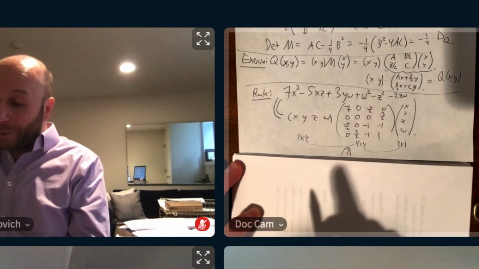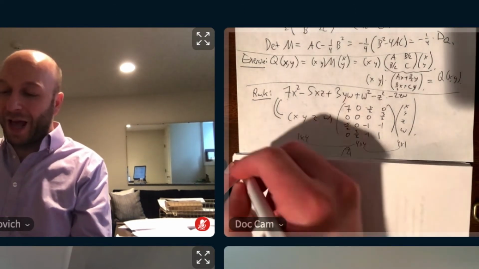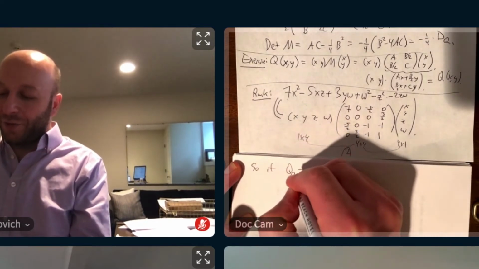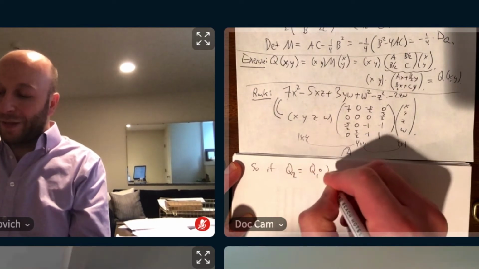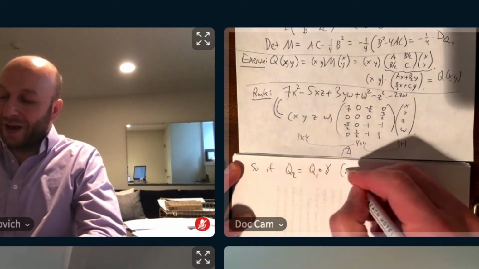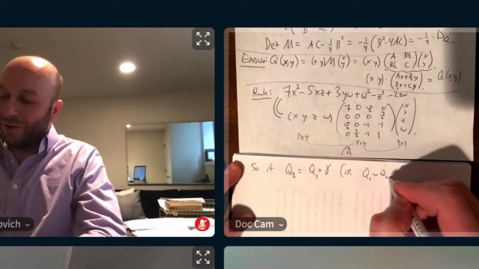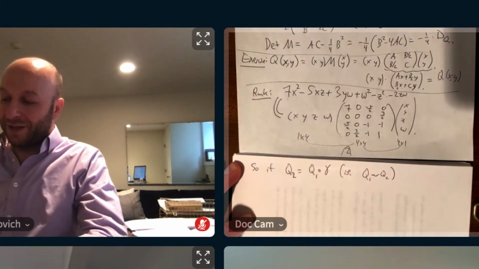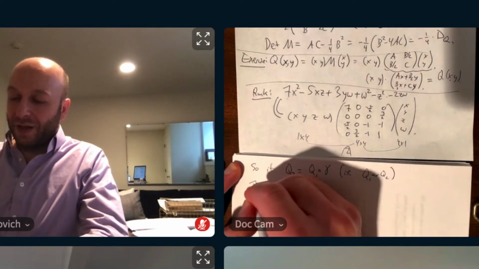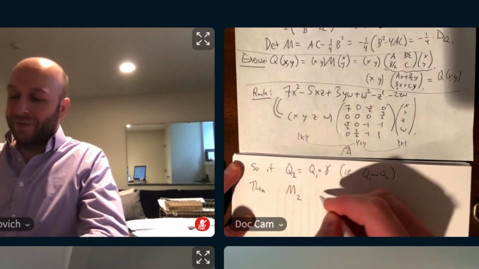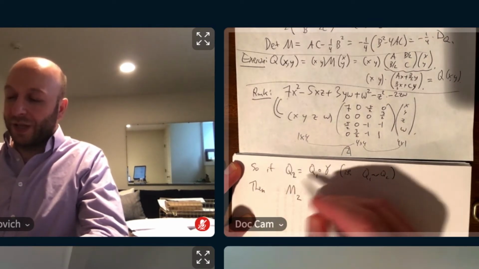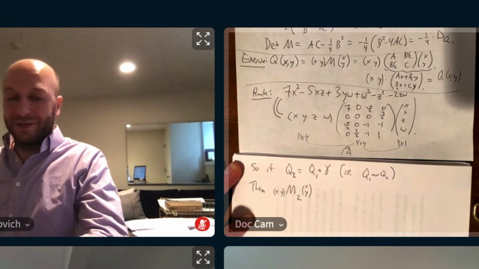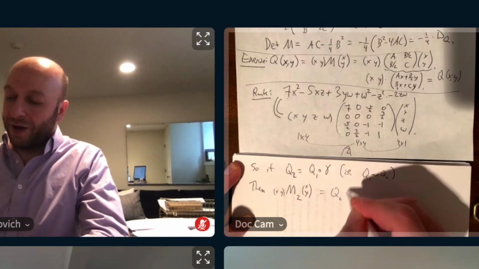Okay, so check out what happens. If I have a quadratic form Q2 that's Q1 composed with a matrix, i.e. they're equivalent, i.e. Q1 is equivalent to Q2, how would I write this in the language of matrices? Then the matrix M2, well, what does it mean? Let's do this at xy. So this is M2 of xy, also known as Q2 of xy.